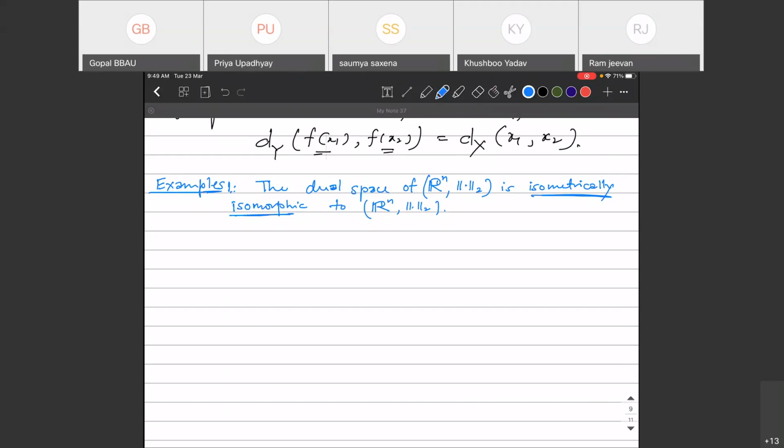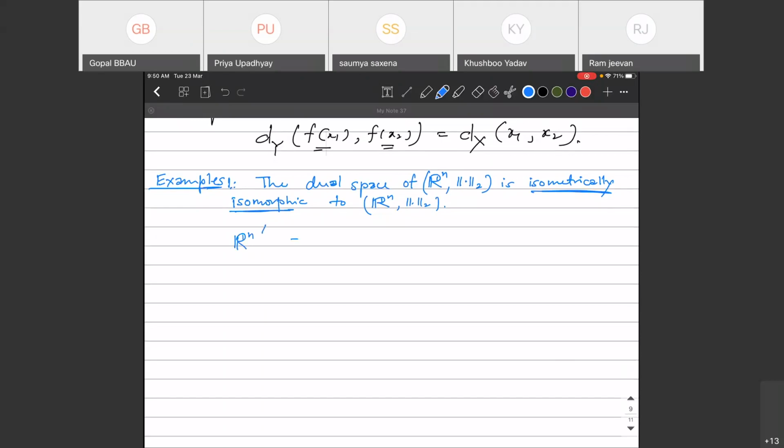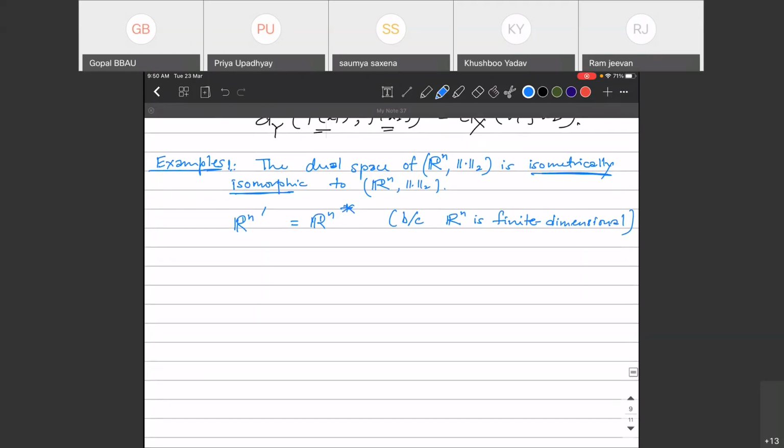Okay, let's observe something. So observe that the dimension of Rn is n, which is finite. So Rn is a finite dimensional normed linear space. So what do you know about finite dimensional normed linear spaces? You know that X equals X dash, so Rn dash equals Rn star. Correct? Yes sir. This is because Rn is finite dimensional. Any doubt? So far it's okay. So Rn is a finite dimensional vector space, so it has a basis.